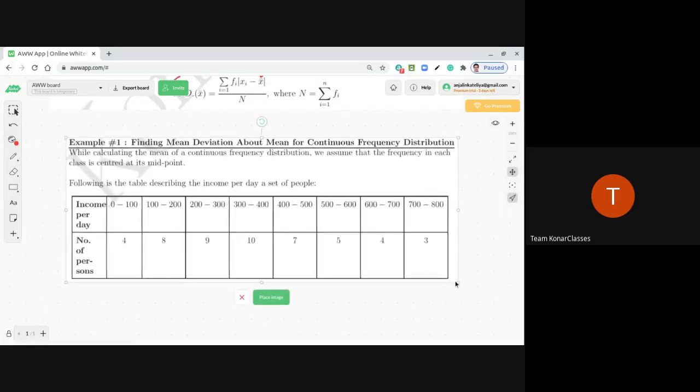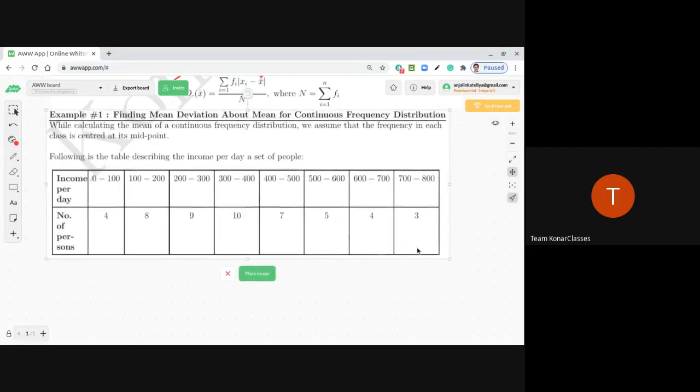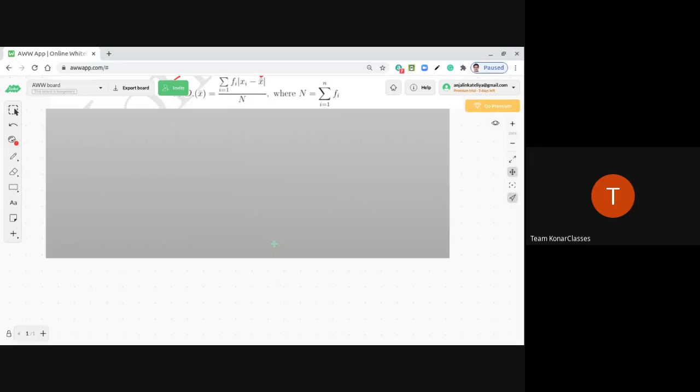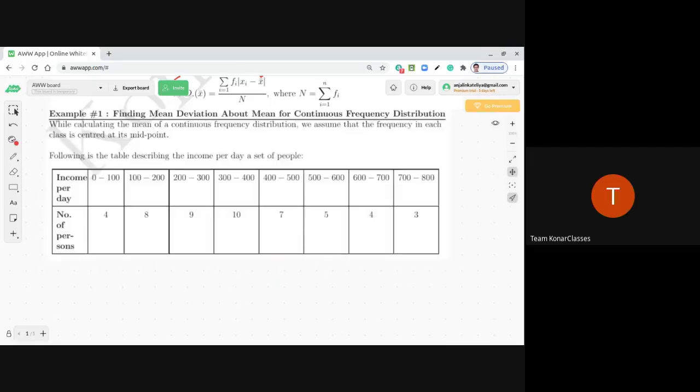As you look into the data set, while finding the mean deviation about mean for a continuous frequency distribution, while calculating the mean we assume that the frequency in each class is centered at the midpoint. That the frequency in each class is centered at its midpoint. That means if you see the class interval is 0 to 100, and the example is income per day.